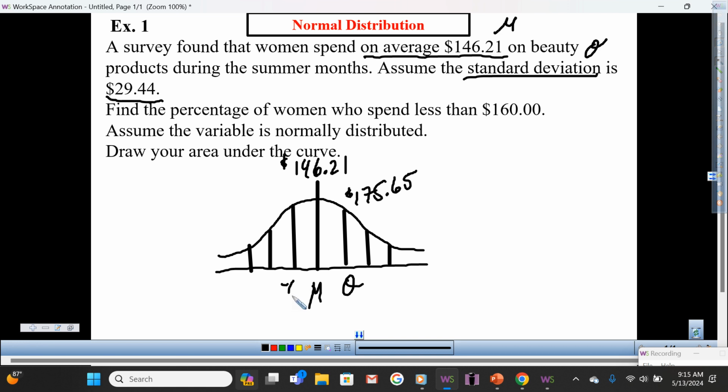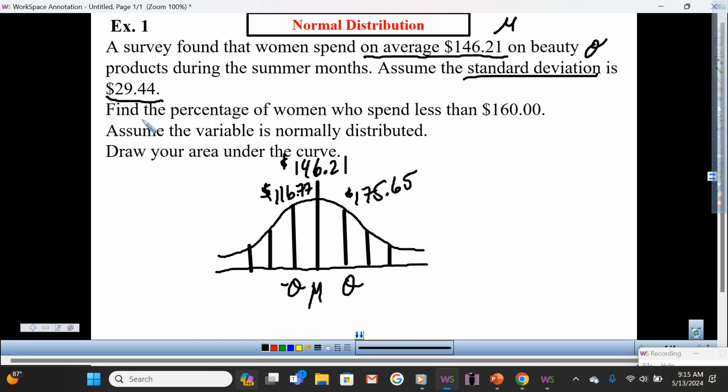How about below? 146.21 minus 29.44. 116.77. That's one standard deviation below. Okay. So far so good, yes?